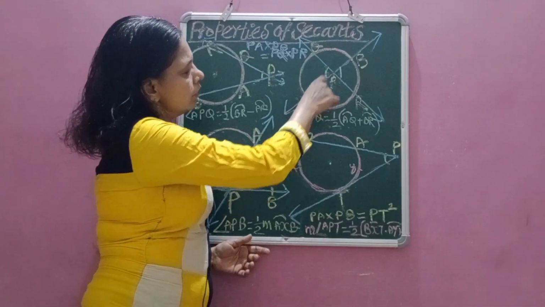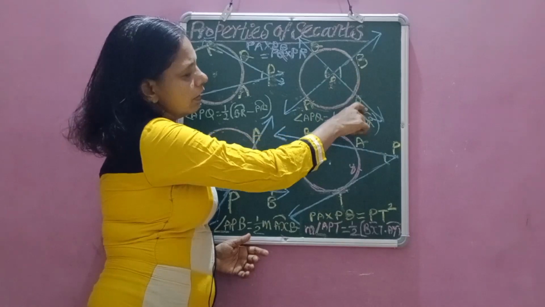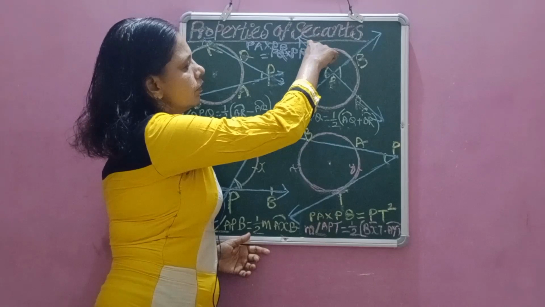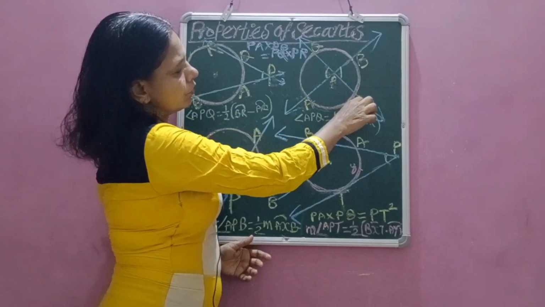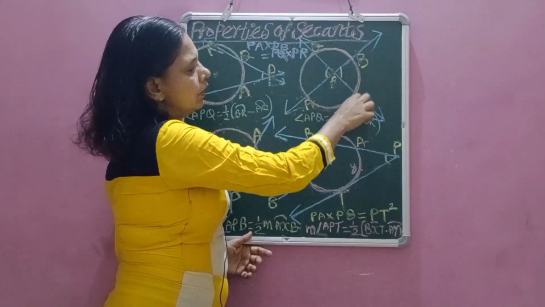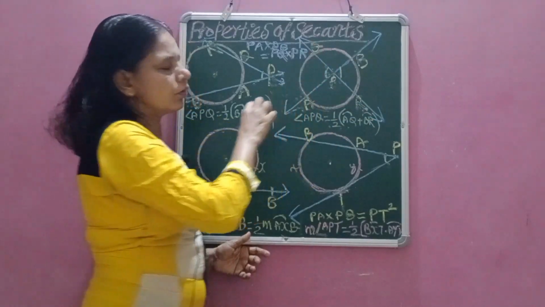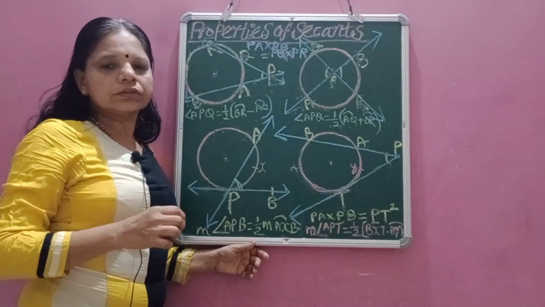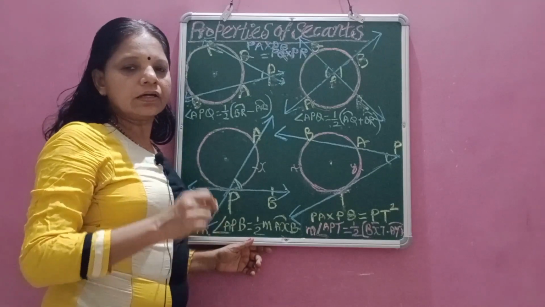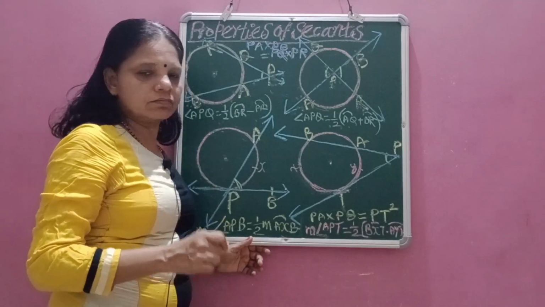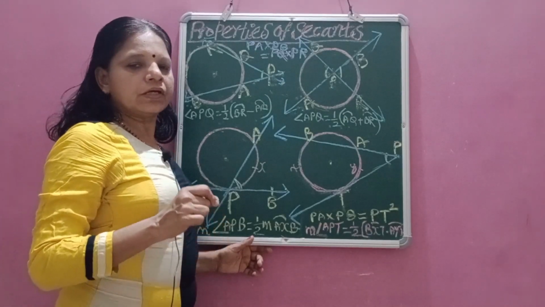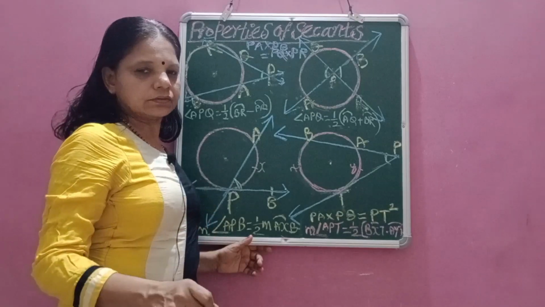If you take angle APR, measure of arc AR and measure of arc BQ. If you are taking measure of angle BPR, measure of arc BR and measure of arc QP you have to take. So when two secants intersect in the interior, the angle formed at the point of intersection will be half the sum of measures of the intercepted arcs. Clear?